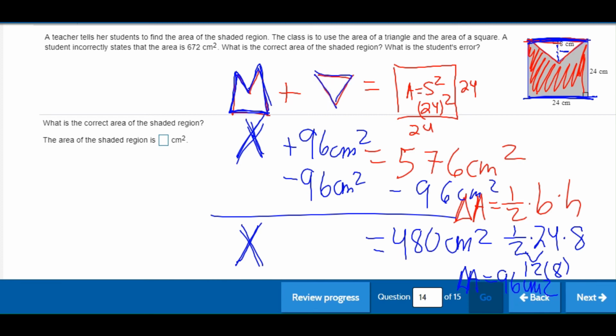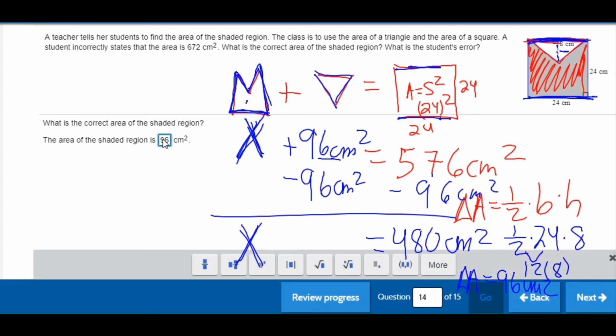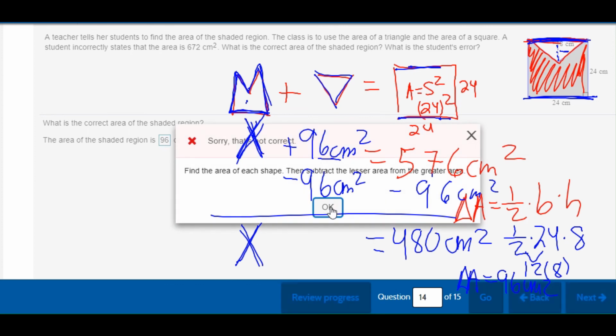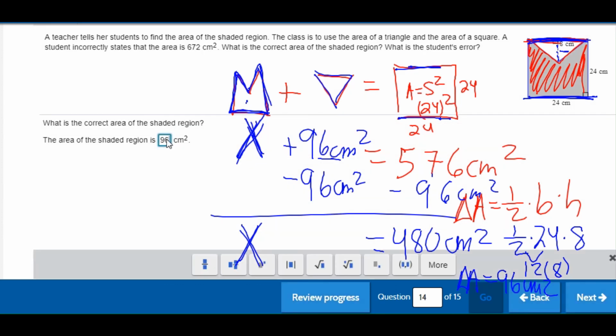The area of the triangle is here. The area of the triangle and the polygon, the area of the square, both of them together is here. So I substituted and got the area of this polygon right here. So I'm going to put that area in, which is 96. Oops, that's not right. It's 480.